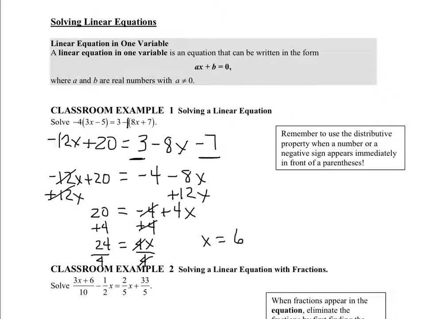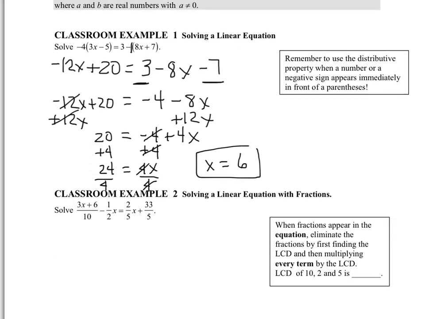If I were to go back to the original equation, I could put 6 in place of x, and when I clean everything up, I would see the left side of the equation is the same number as what's on the right side. And you are welcome to go back and check that to see that it really does work.